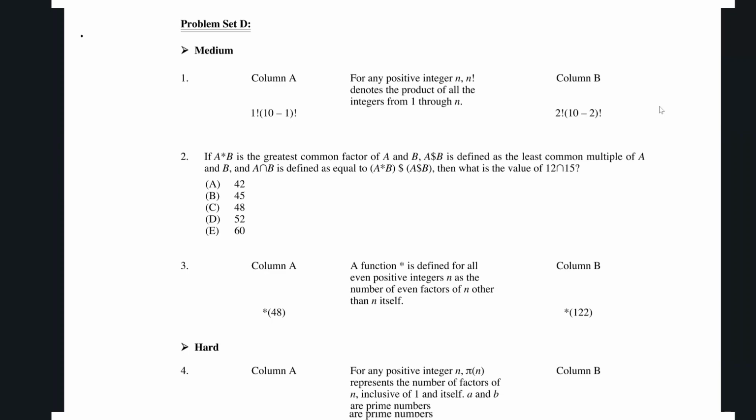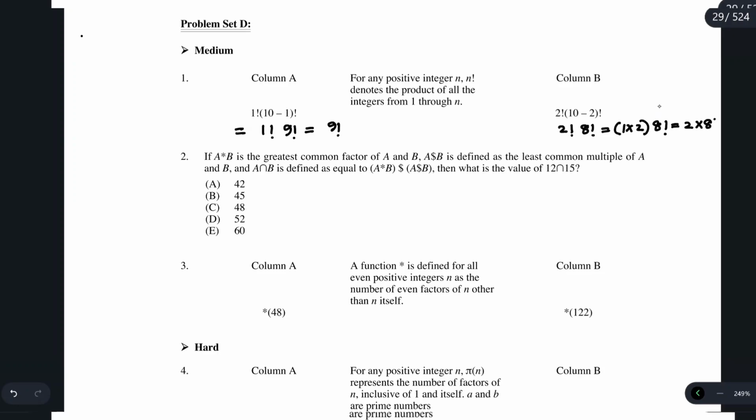Now we have here for column A 1 factorial multiplied by 10 minus 1 factorial, which is like 1 factorial multiplied by 9 factorial, and 1 factorial is just 1. So that here we have only 9 factorial. And if I look to column B, we have 2 factorial, and we have 10 minus 2 factorial, which is like 8 factorial. And 2 factorial is just 1 into 2, multiplied by 8 factorial, which is 2 multiplied by 8 factorial.